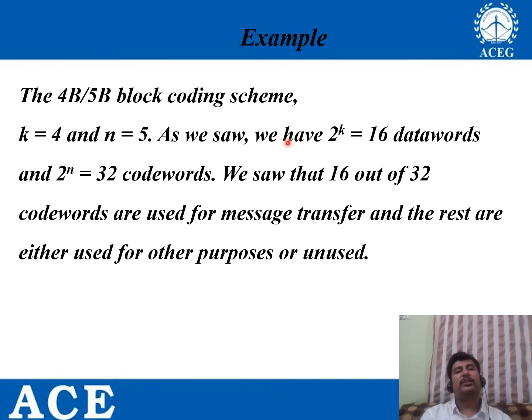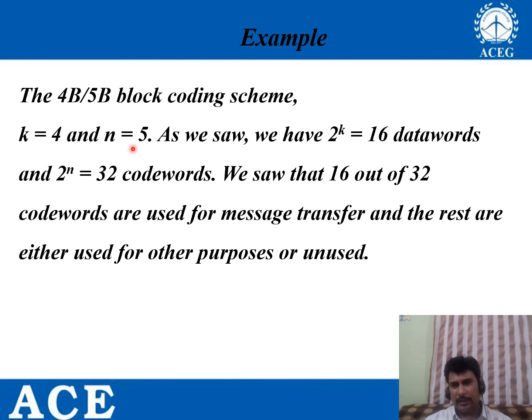So let us try to understand a simple example of 4B by 5B. Here 4 indicates the length of the data word k and 5 indicates the length of the code word, that is n equal to 5. So the number of combinations of data words is 2 power k, which is nothing but 2 power 4 equal to 16 data words. But now n equal to 4 plus 1, which is 5, and total combinations are 32.